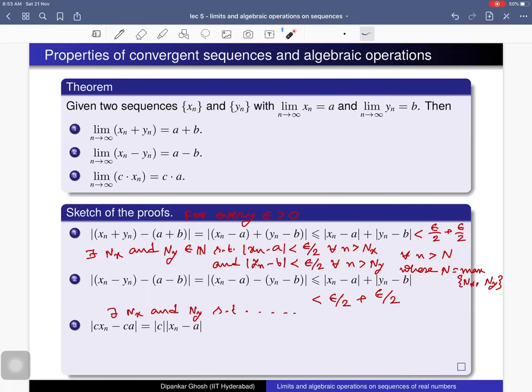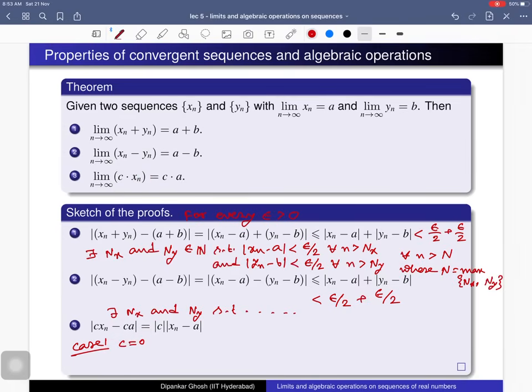And next we will prove that the limit of c times xn, this sequence, is c times a. So we will consider two cases. Case 1, that c is 0. In that case, we can see that this sequence is a constant sequence of 0. Since this is a constant sequence, all the terms are 0. So the limit of this sequence should be 0 in this case.